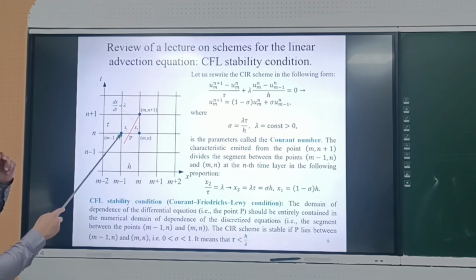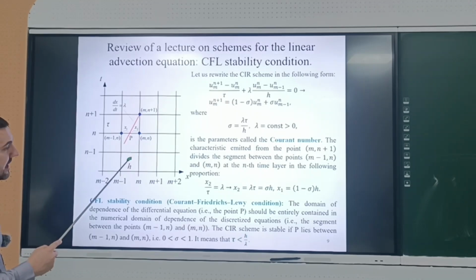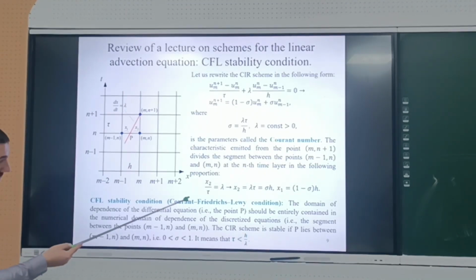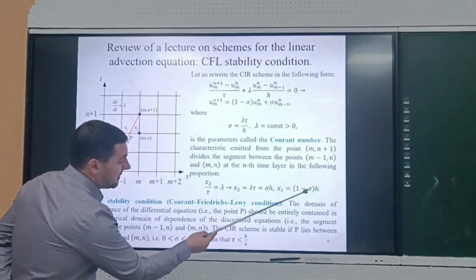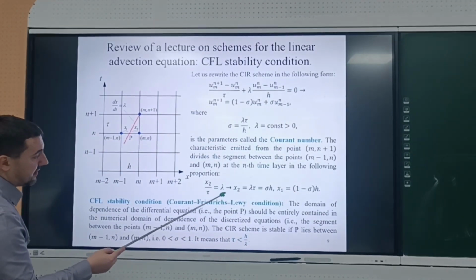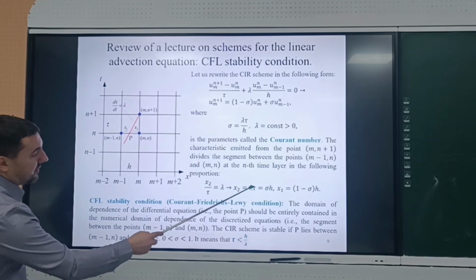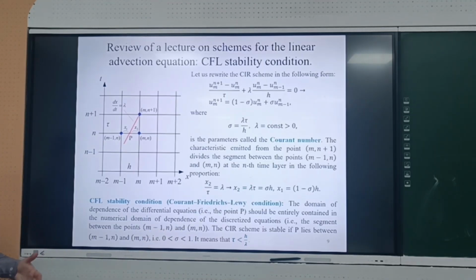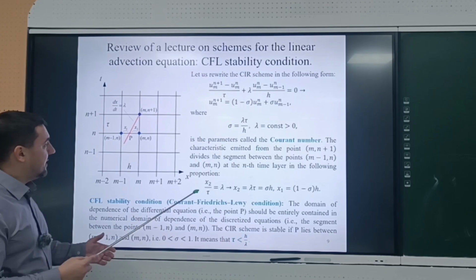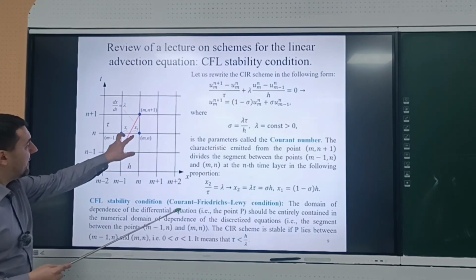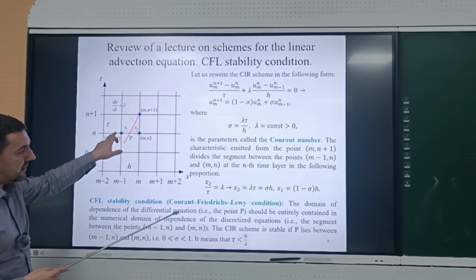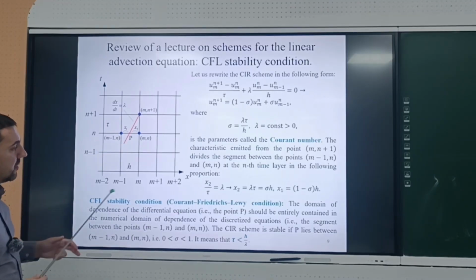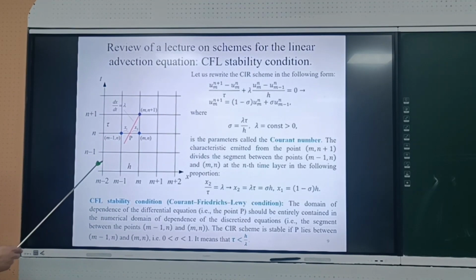And the weights are defined by these segments, these intervals, x1 and x2. It's possible to show that x1 is (1 minus sigma) h, and x2 is just sigma h. So the meaning of sigma is the weight for the corresponding grid function, the corresponding node. And we discussed that if the characteristic is in between these 2 points, everything should be okay. The scheme should be stable.